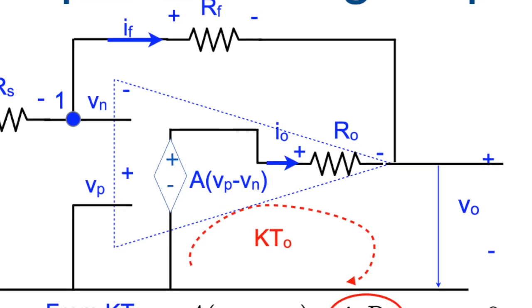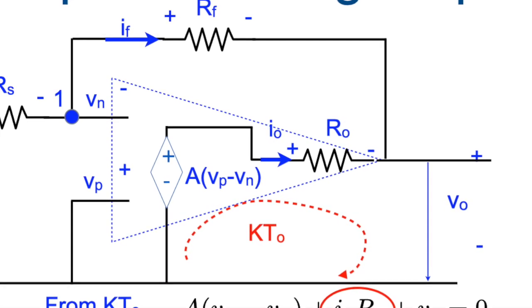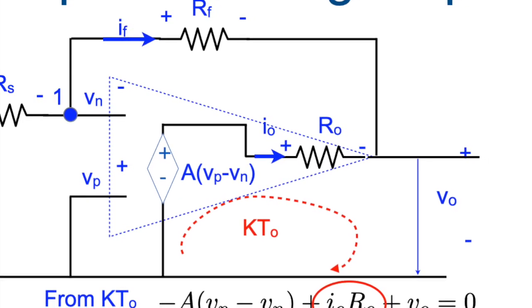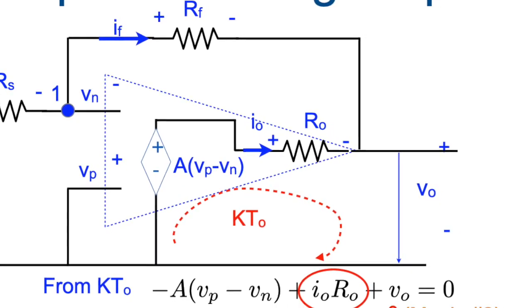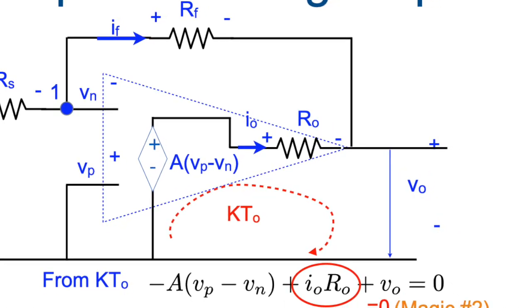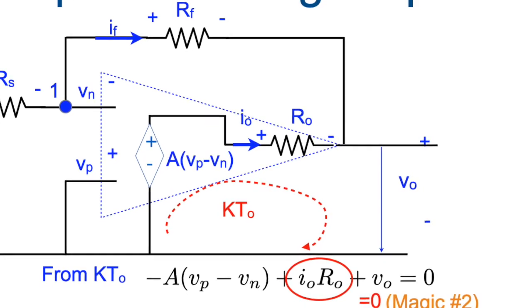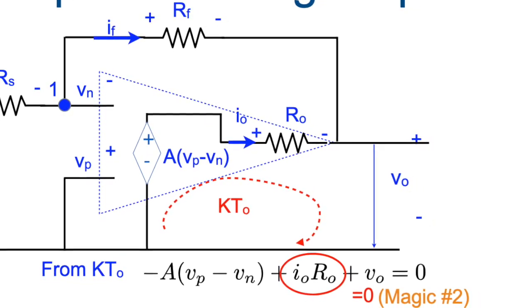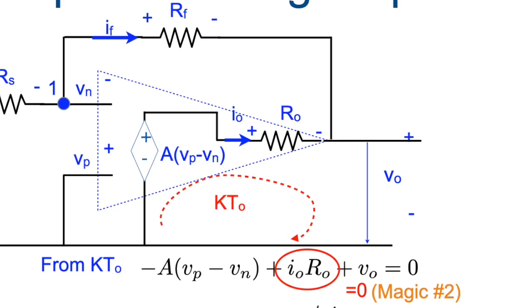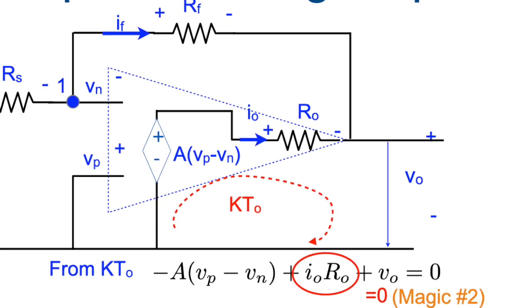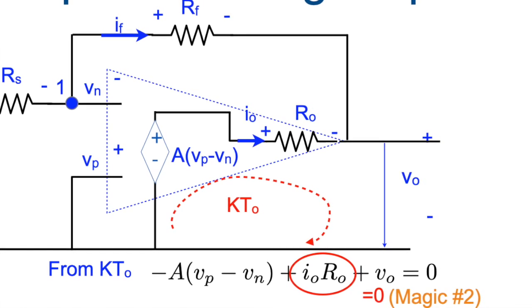And we know the voltage that that device generates is minus A times the difference Vp minus Vn. Then we go through the current I0 across R0, that's another voltage difference, and then we have the voltage difference in the output. And the pluses and minuses are set up so we get positive signs for those two voltage terms. So we write down this Kirchhoff's tour expression that contains the amplification, the difference between the two input voltages, and this term I0 R0, and then the output voltage.